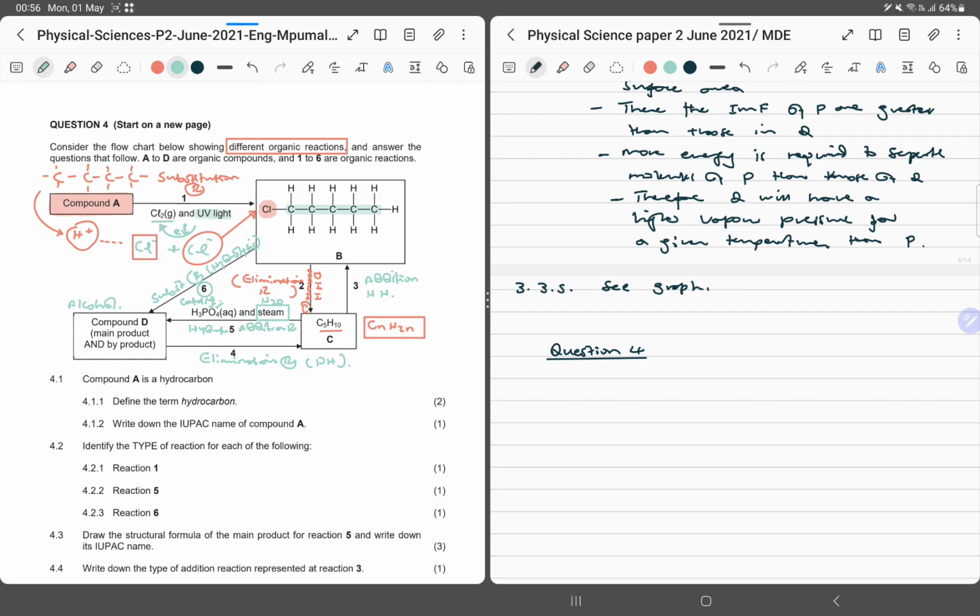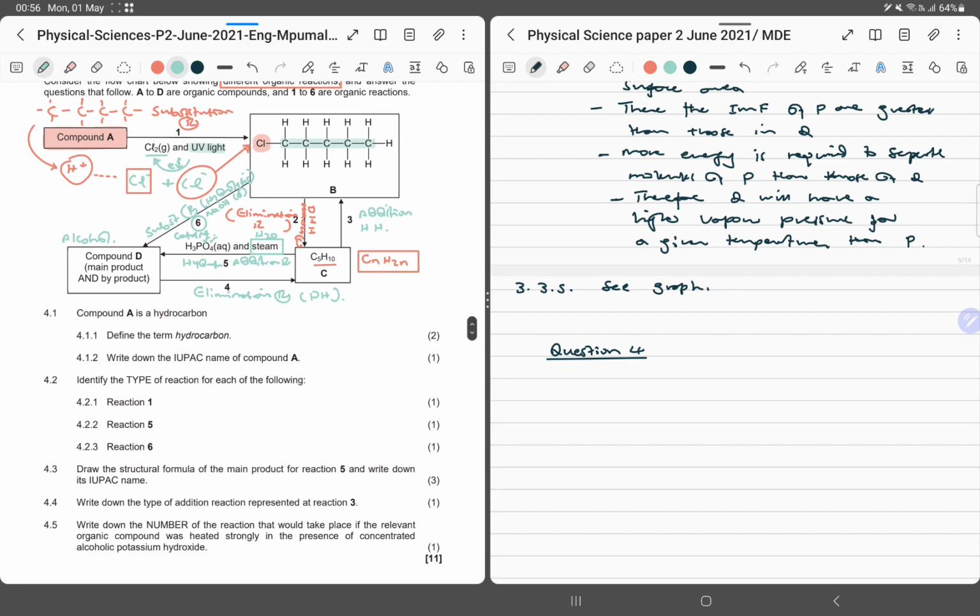Okay, and here we use again sodium hydroxide, but this one is dilute. When you have a dilute strong base, you do a hydrolysis reaction, which is a substitution reaction. So now that we've worked through our flow diagram, let's quickly rush into these questions then.